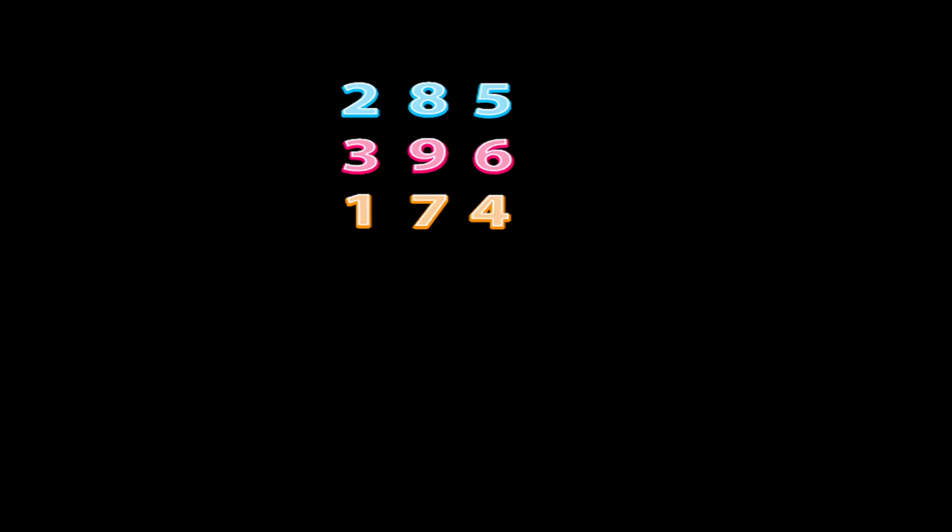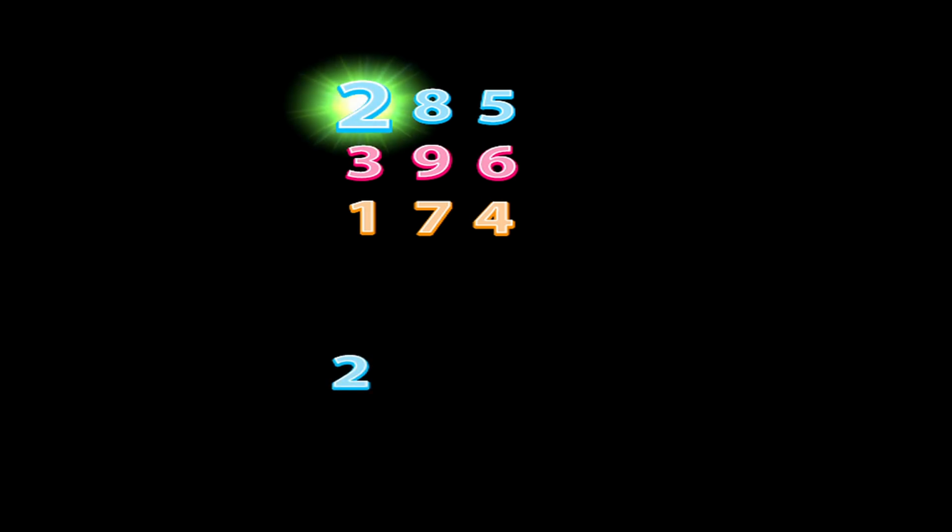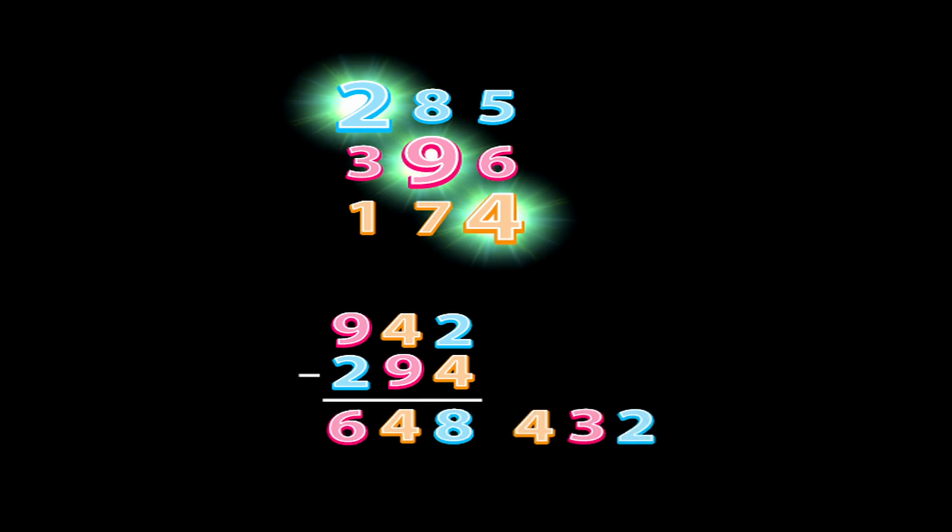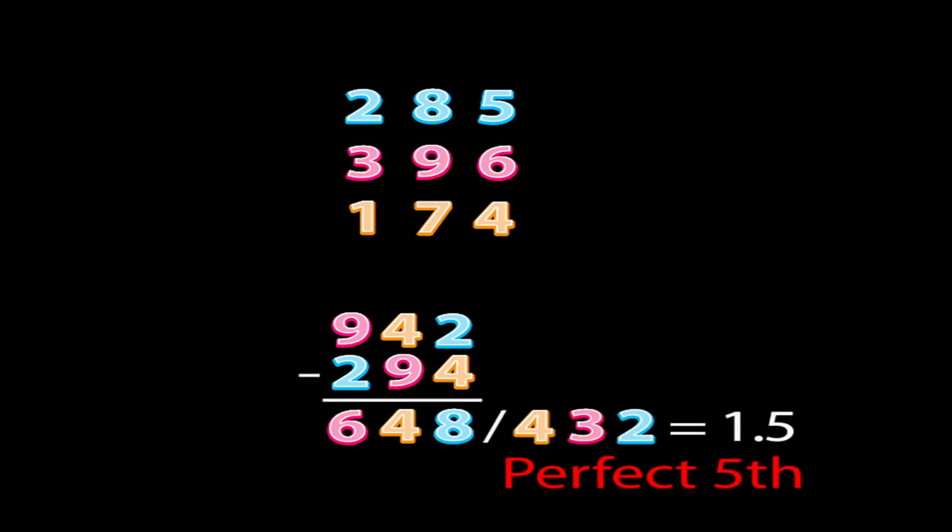In this next graphic, I decided to shift the matrix. You'll notice that the 1, 7, and the 4 is now at the bottom, and I moved up the 3, 9, and the 6 to the center, and the 2, 8, and the 5 to the top. So what I did next was take the upper left 2 and go down diagonally to the right, 294, subtract that from its shifted pair, and I get 648. And I divide that by the 432, and I get a perfect fifth.